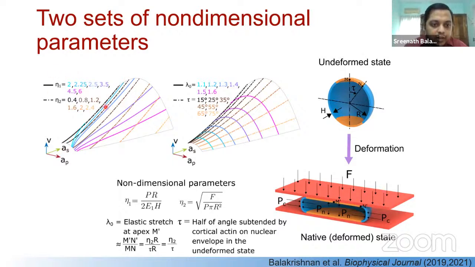That is, eta 1 and eta 2 behave slightly, they're not really orthogonal. They have an angle. These are the contour lines. And if you see lambda 0 and tau are actually.